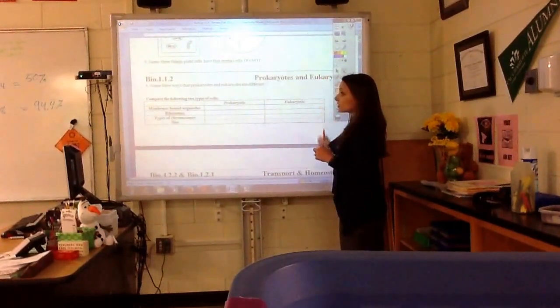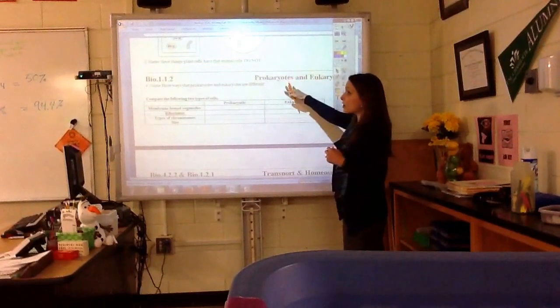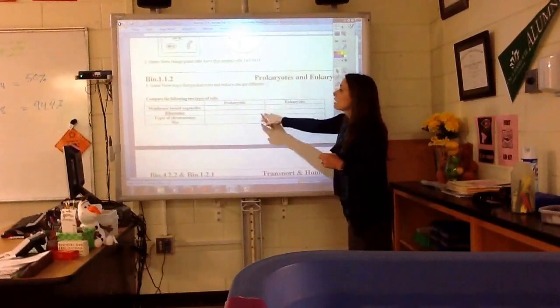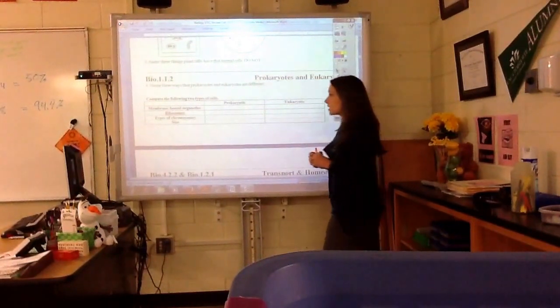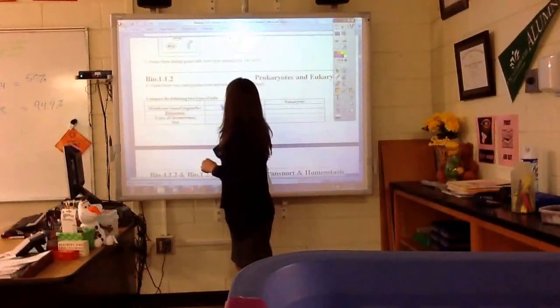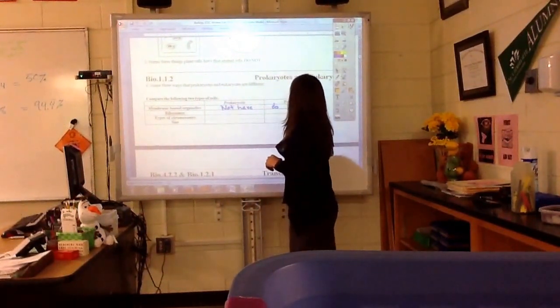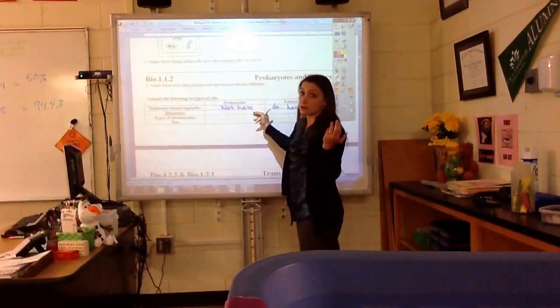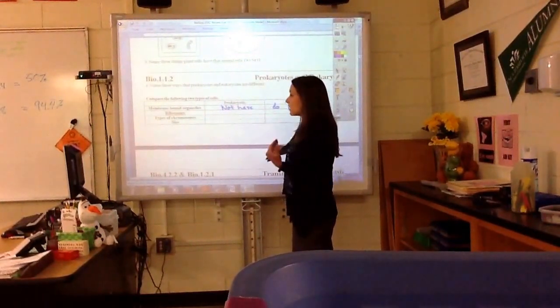This next section is still on cells. It's going to be prokaryotes and eukaryotes. How are they different from each other? Do they have them or not have them? So membrane-bound organelles, prokaryotes do not have. Eukaryotes do have. Ribosomes, do they both have them? Do neither of them have them? Does one and the other?